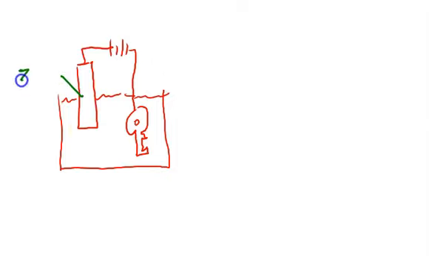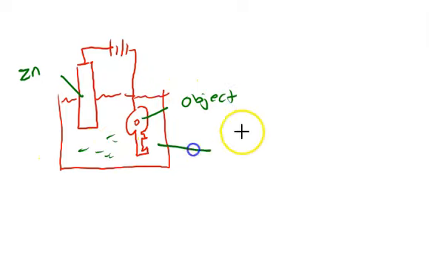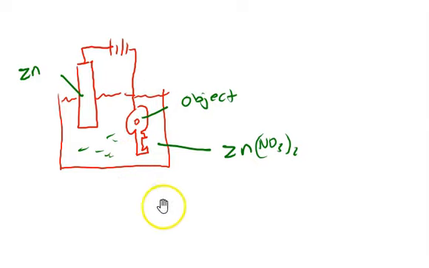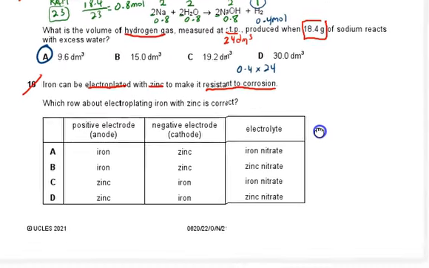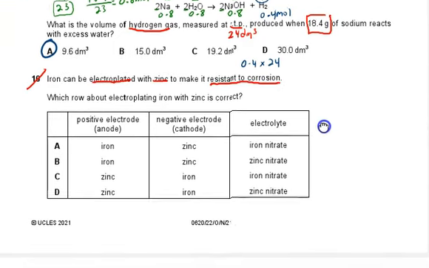So make sure your rod here is a zinc rod, and here is the object. And make sure your solution is also zinc related, for example zinc nitrate, or you can also use zinc sulfate. So please remember this regarding electroplating. So your answer here will be anode.